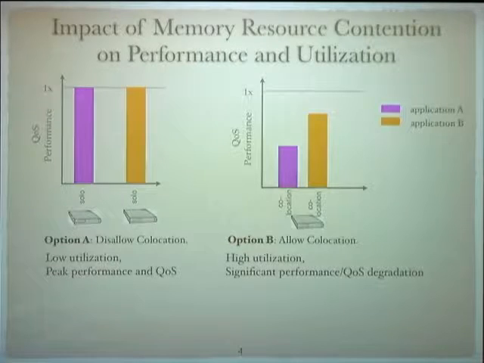So you have low utilization of those machines, but you get peak performance. The other solutions say let's allow co-location, so we improve the utilization of the server, and we reduce the number of machines we need, but we actually potentially have significant performance degradation because of the memory resource contention.